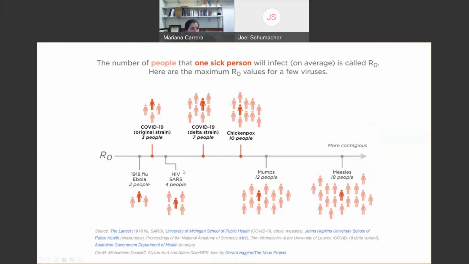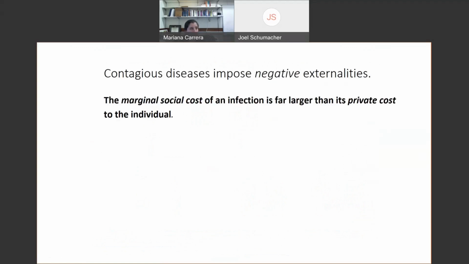Now, this shows you how that compares to other diseases. Measles is at the high end of how contagious it is. Something like Ebola is at a lower end of the contagion. But yes, having a COVID infection is likely to lead to others around you having COVID infections. And what this means is that the marginal social cost of an infection is quite a bit larger than its private cost to the individual.